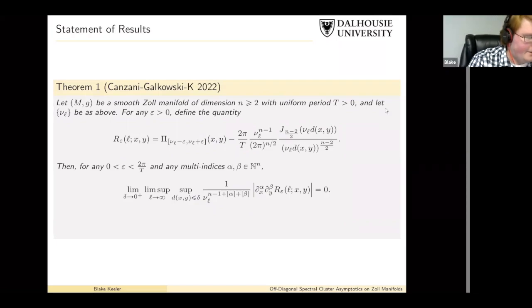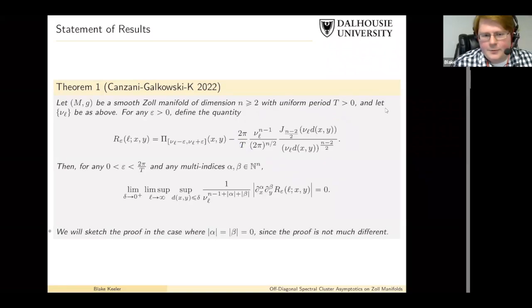Yes, so what we have is that on any smooth Zoll manifold, the spectral cluster centered on these nu sub L has exactly the desired asymptotic behavior, as long as we take limits in the right order. And I will sketch the proof in the case where we don't take any derivatives, because the modifications when we take derivatives are very small. It changes some powers of nu sub L that pop out, but largely the proof is identical. So I will assume that we do not take any derivatives.